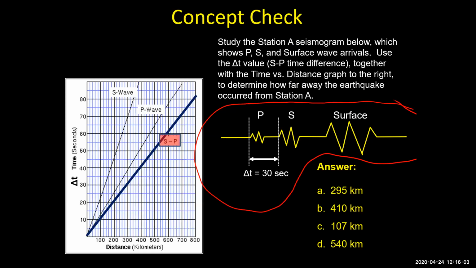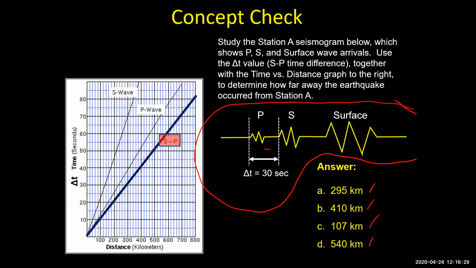And use the delta T value together with the time versus distance graph to determine how far away the earthquake occurred from station A. So I'll give you a couple of seconds to do that, and you can probably do it by eye. Okay, so what do you think? Is the answer A, B, C, or D?